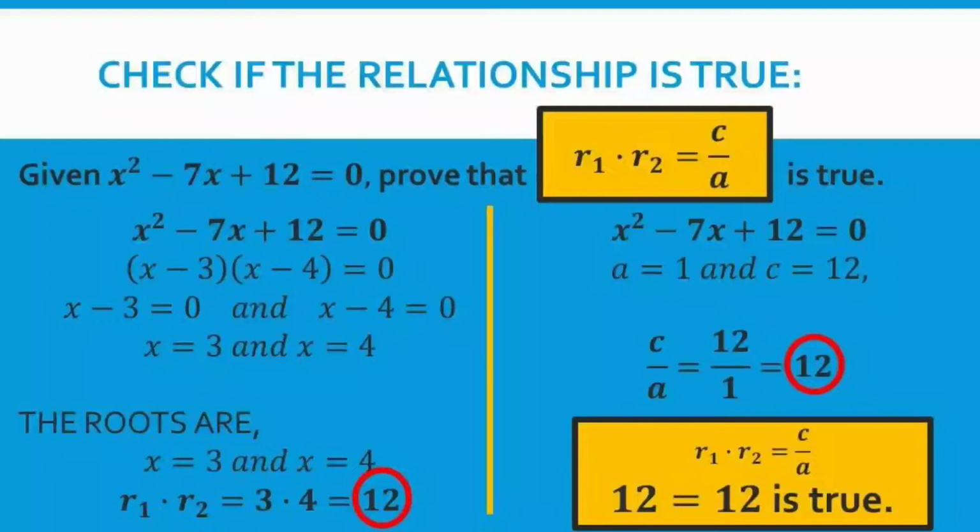Observing A equals 1 and C equals 12. Substituting these values to the expression C over A, we will have 12 over 1 or just equal to 12. Comparing the values of R1 times R2 and C over A, we can see that they are both 12. Then, R1 times R2 equals C over A is true.